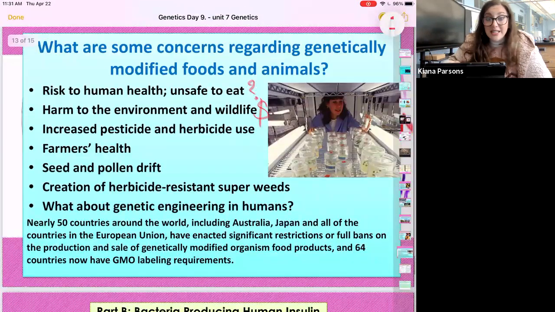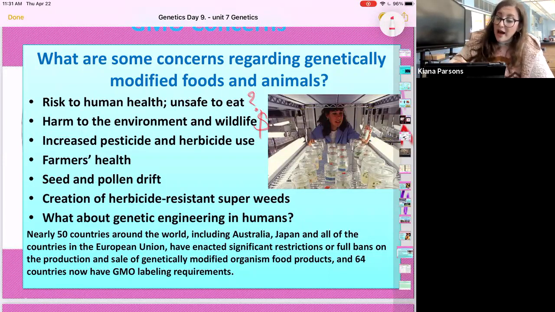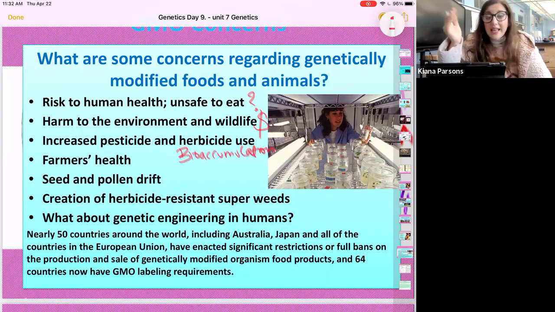So, increased pesticide and herbicide use, because these genetically modified crops are being grown to be resistant to pesticides and herbicides. That means they are being covered in pesticides and herbicides because it's not going to harm them. It's just going to harm whatever they're not making money off of. And then that means that the herbicides and pesticides are making their way to us, to our food. And we will talk about bioaccumulation when we get to ecology.